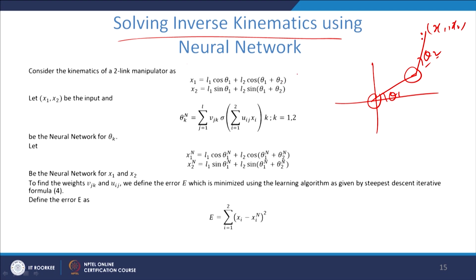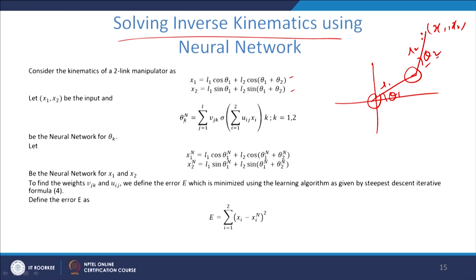So, x1 is given by this and x2 is given by this one, where L1 is the first link length and L2 is the second link length. We can easily solve the inverse kinematics. We can find theta 1 and theta 2 in terms of x1 and x2 very easily, which we have seen in the previous lectures. But how to use the artificial neural network for finding the inverse kinematics solution is the following.